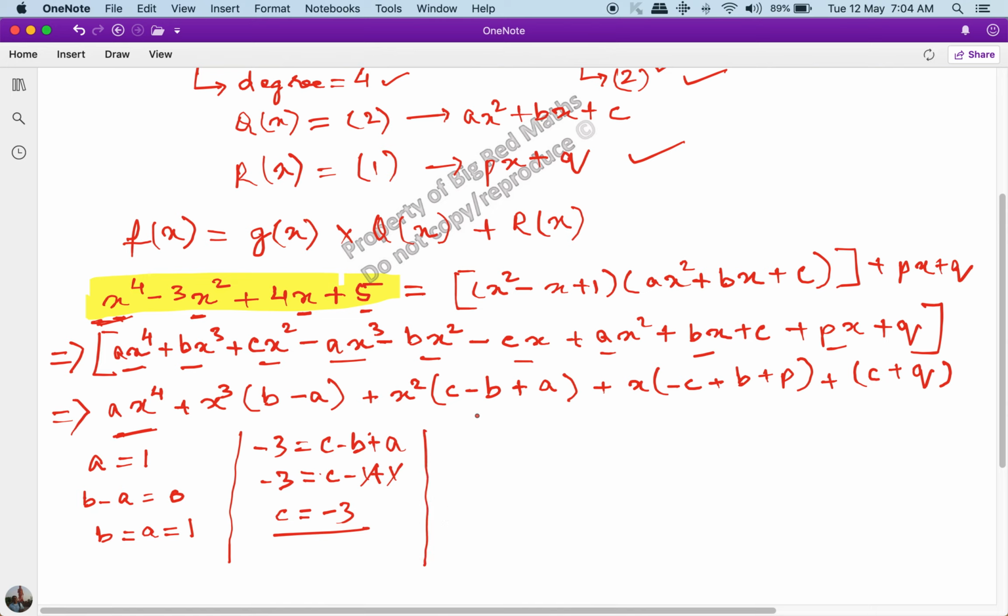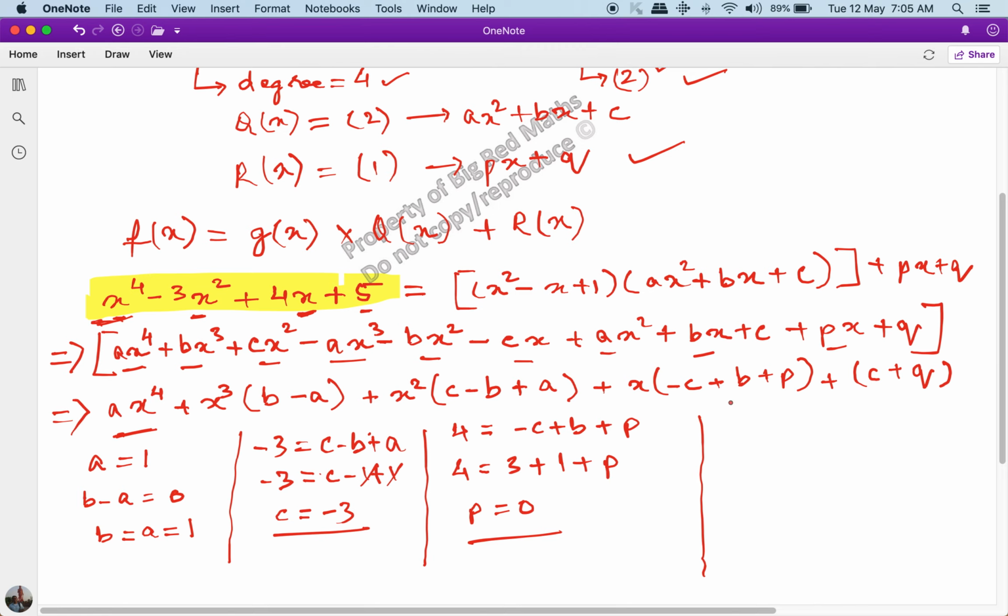Now I have to find the value of p and q. And look at the coefficient of x. The coefficient of x is 4. So 4 is equal to minus of c plus of b plus of p. What this means is, let me delineate this. 4 will remain 4. Minus of c will become minus of 3, which is plus of 3. Plus b I know is 1, and this is equal to p. So I find that p is equal to 0. Okay, this is 4 and this is also 4.